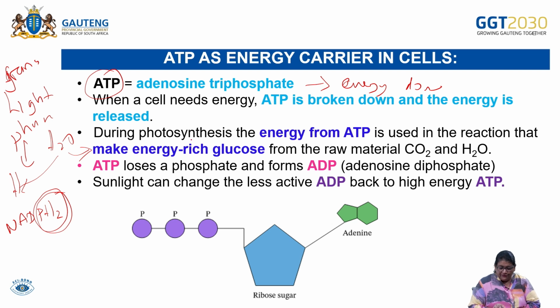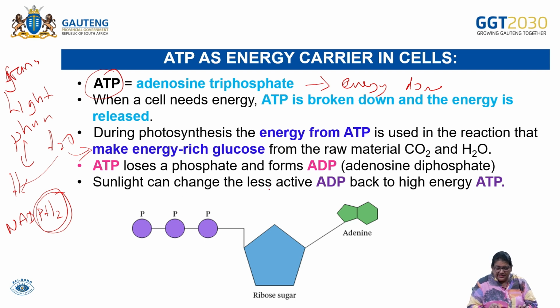Okay, so during photosynthesis, the energy from ATP is used in the reaction that makes energy-rich glucose molecules from the raw materials CO2 and water. So in which phase is glucose made? It's made in the dark phase. And for the dark phase, we need CO2, okay? And we need the hydrogen from the water. All right, and we need the energy from the ATP that came from the light phase. So ATP loses a phosphate and forms ADP.